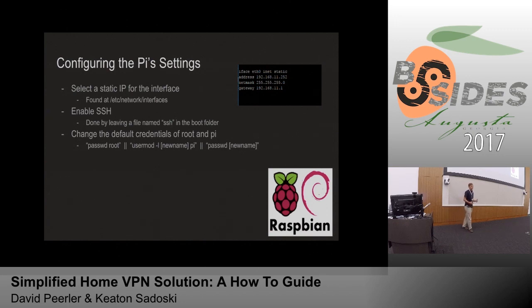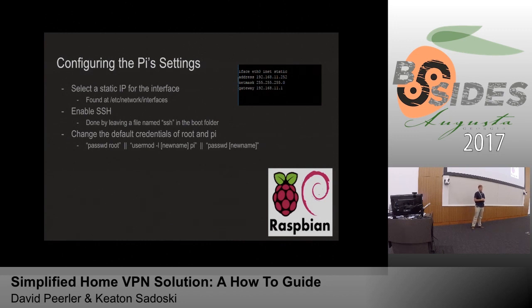So, configuring the Pi settings. We're going to start off by assigning a static IP, because while we're out and about using the Pi's VPN server, we don't want it to all of a sudden jump to a different IP because of DHCP. So, by assigning a static IP, we're going to get rid of that risk at least, and make it more reliable.